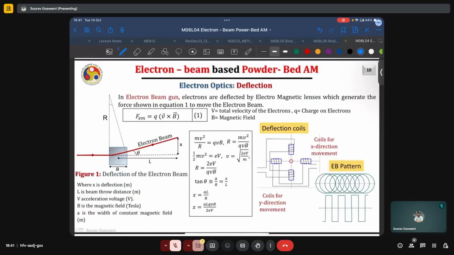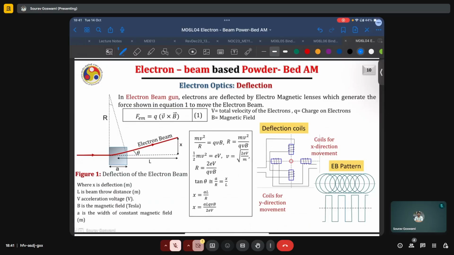Now let us look at the deflection of the electron beam. In an electron beam gun, the electrons are deflected by electromagnetic lenses, which generate again the force shown in equation 1, F equals Q into V cross B, to move the electron beam, where V is the total velocity of the electrons, Q is the charge on the electrons, and B is the strength of the magnetic field.